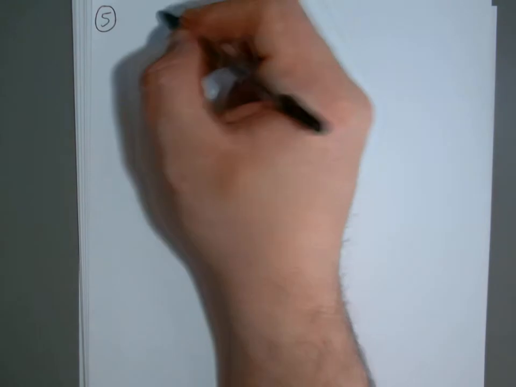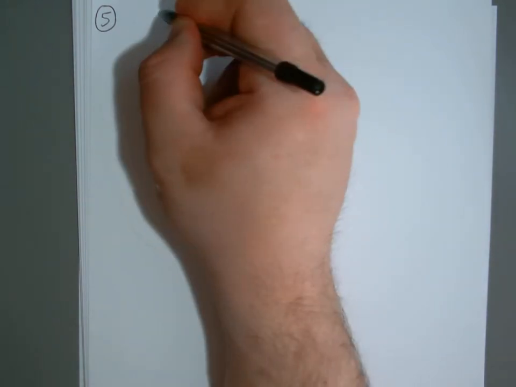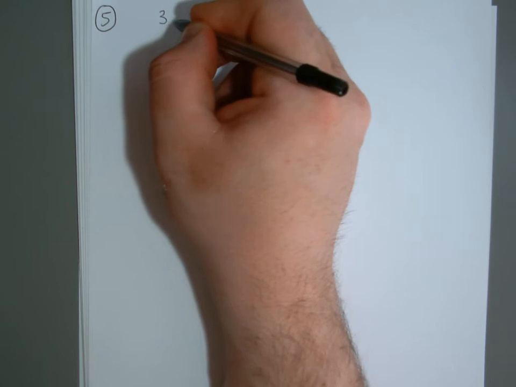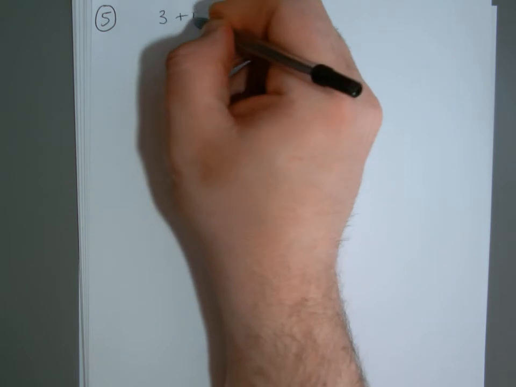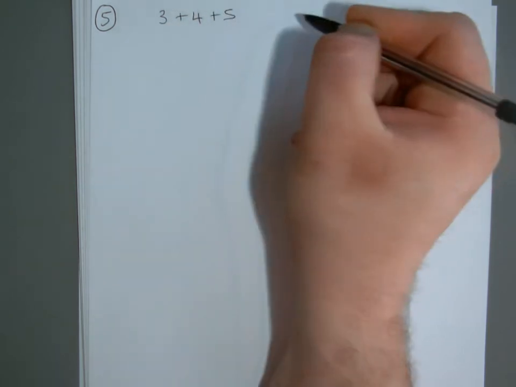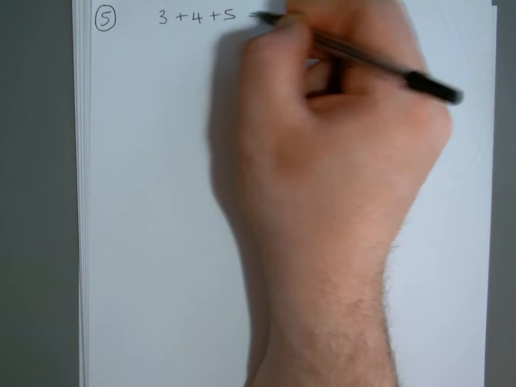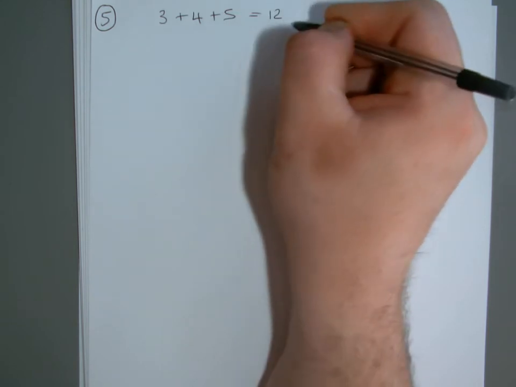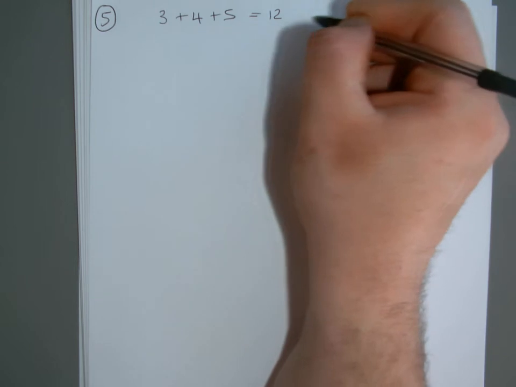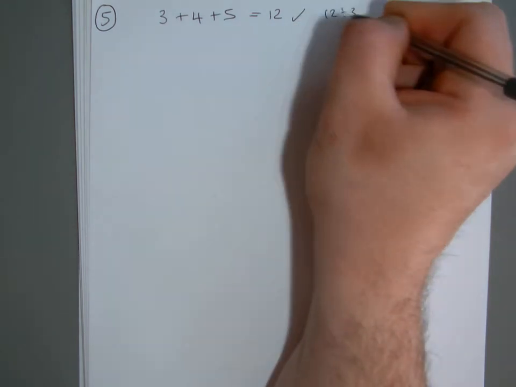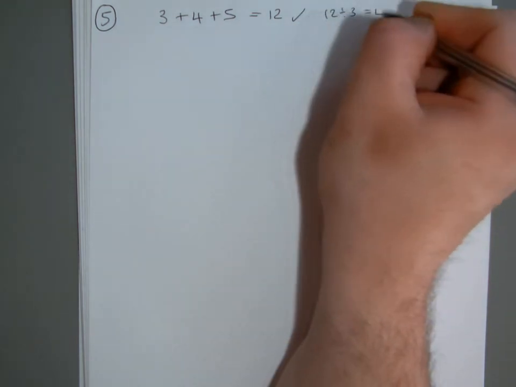Prove that the sum of three consecutive integers is divisible by 3. In this case, it's just three consecutive integers, for instance, 3, 4, 5. We're going to add them because it's saying the sum of them. If I add these, that comes to 12, and that is divisible by 3, isn't it? Yeah, because you can do 12 divided by 3, and you get 4.